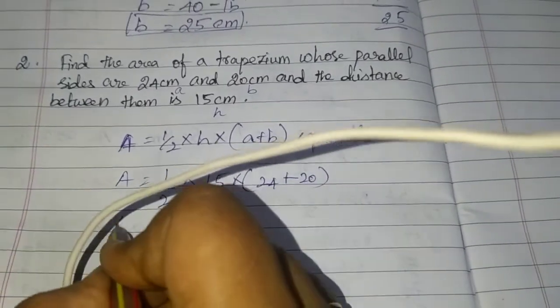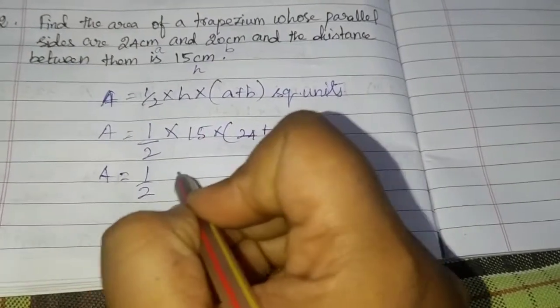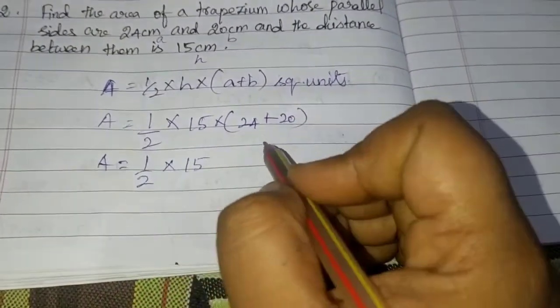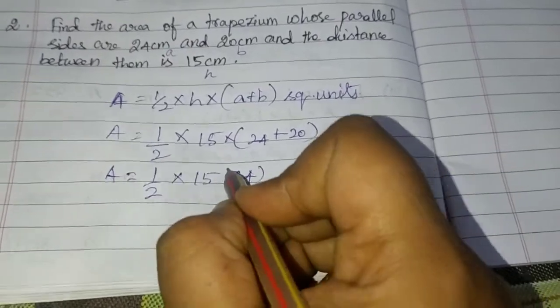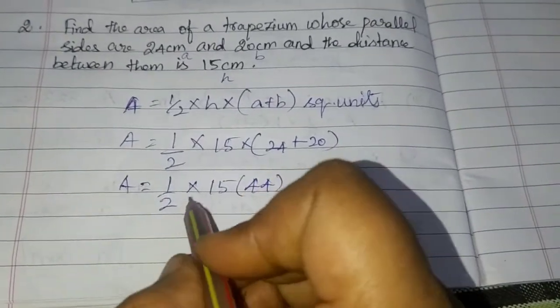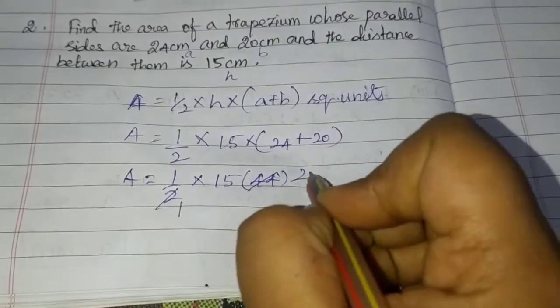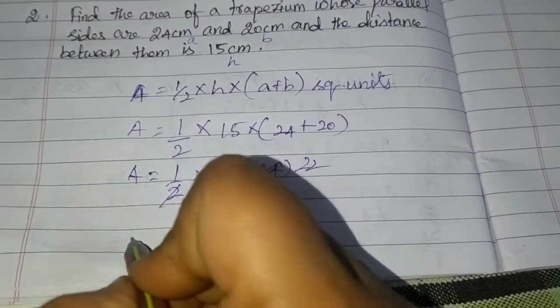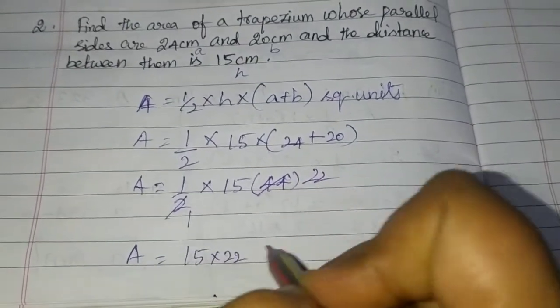Okay, are you clear, children, up to this? I have written A here. Okay, so now capital A equals half, you write 15 here, 24 plus 20, you will get the number 44. Okay children, now I just do the division. 22 ones are 22, 22 times 44 I will get. So capital A equals 15 into 22.